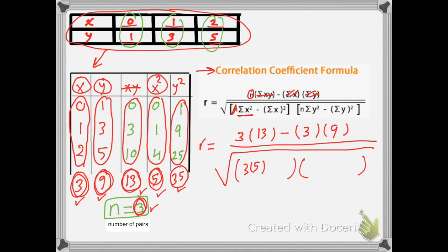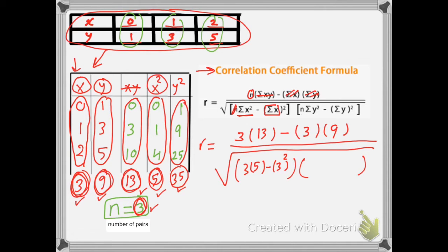Then put here 5. Minus bracket all squared. Inside this bracket I have summation x, just single x. Summation x, the first column, equals 3. Then I'm going to put 3 here. Let's continue.